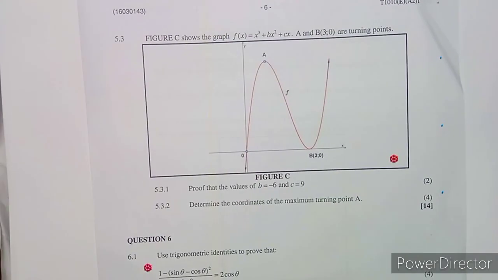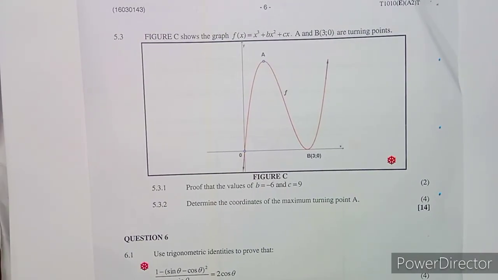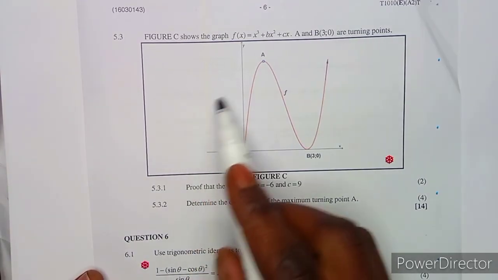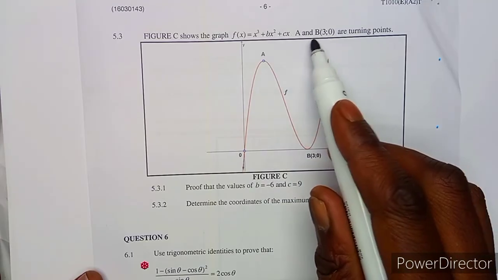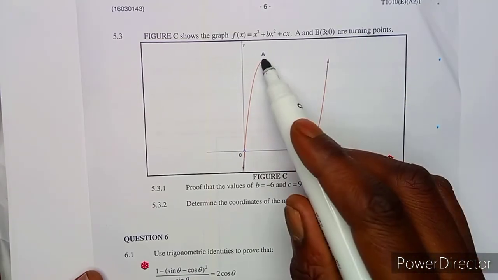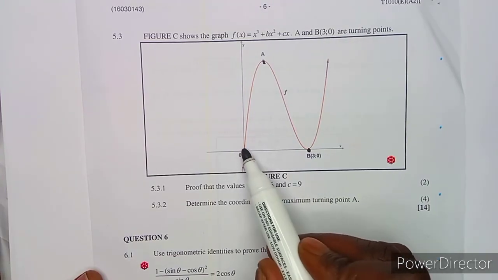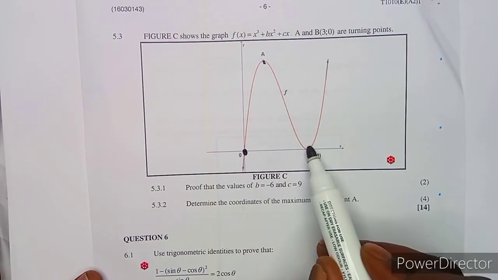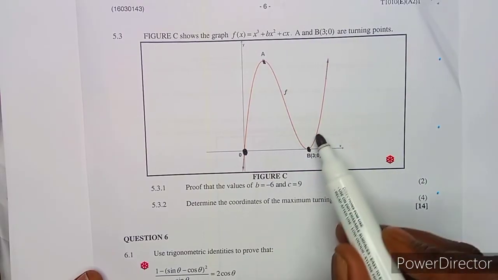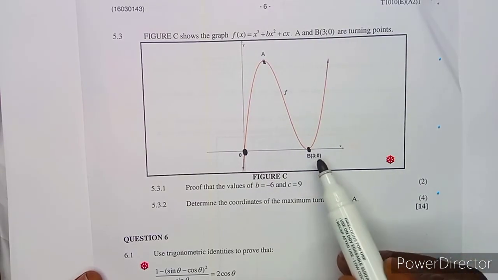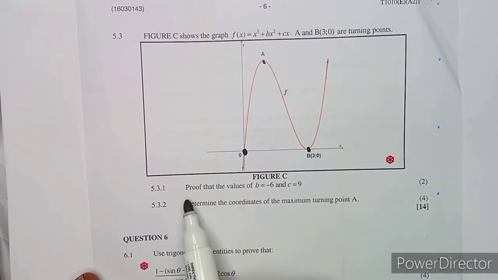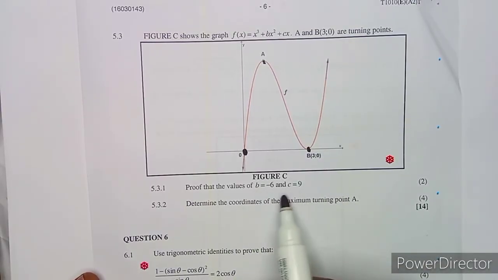Okay, then we have 5.3, which is actually on derivatives, because we are given that the figure shows f of x, this is f of x, a and b are the turning points, so a is a turning point, b is a turning point. Okay, so this is the x-intercept, and here, as you can see, this is a turning point and it's a solution, which means there are 2 solutions here. All right, so prove that the value of b is minus 9, c is equal to 9.